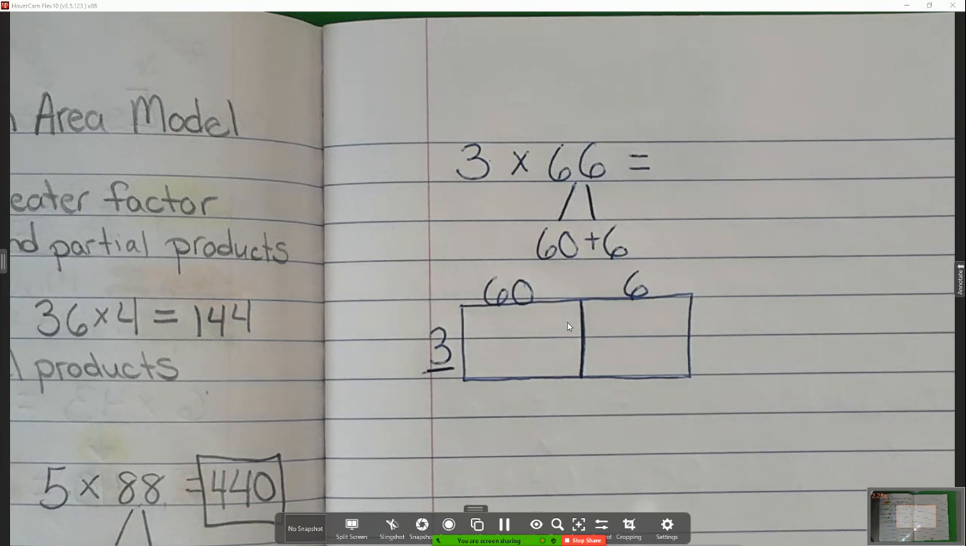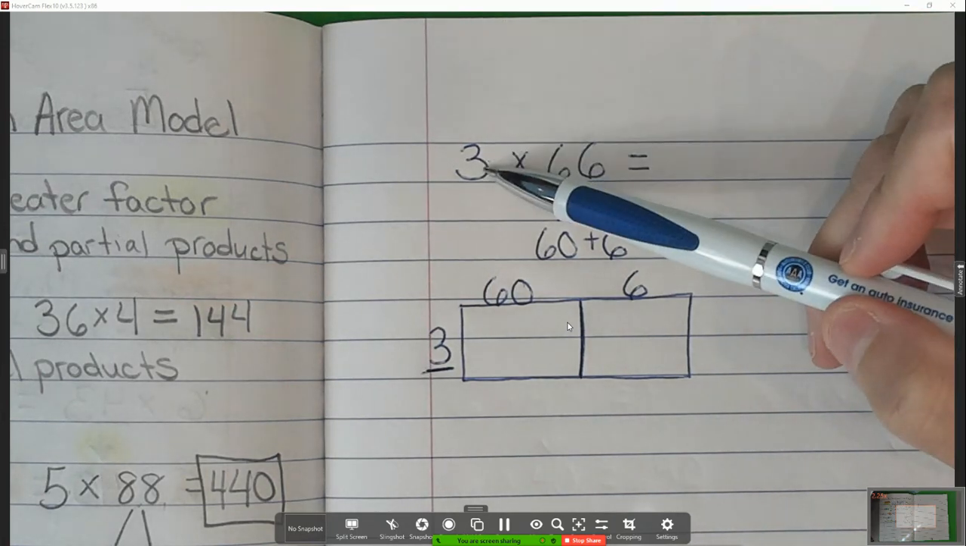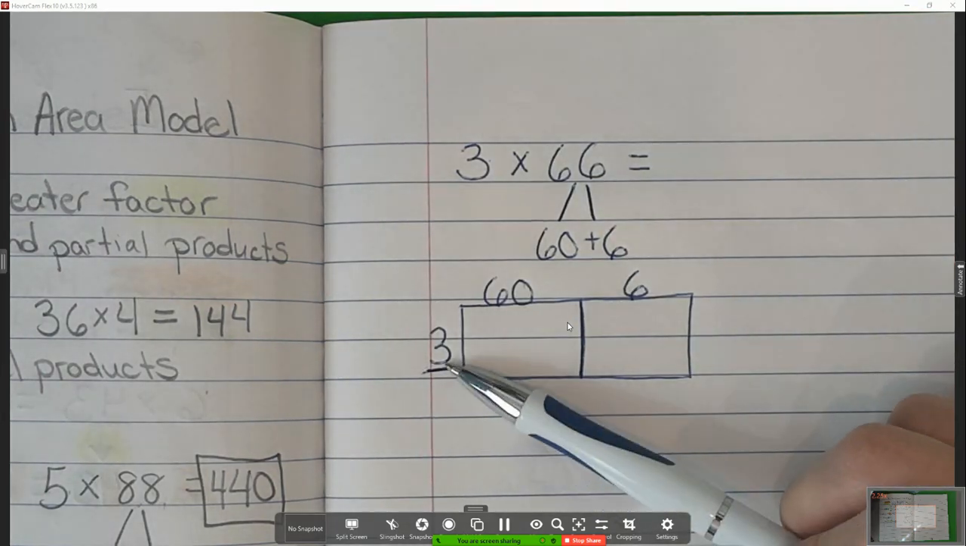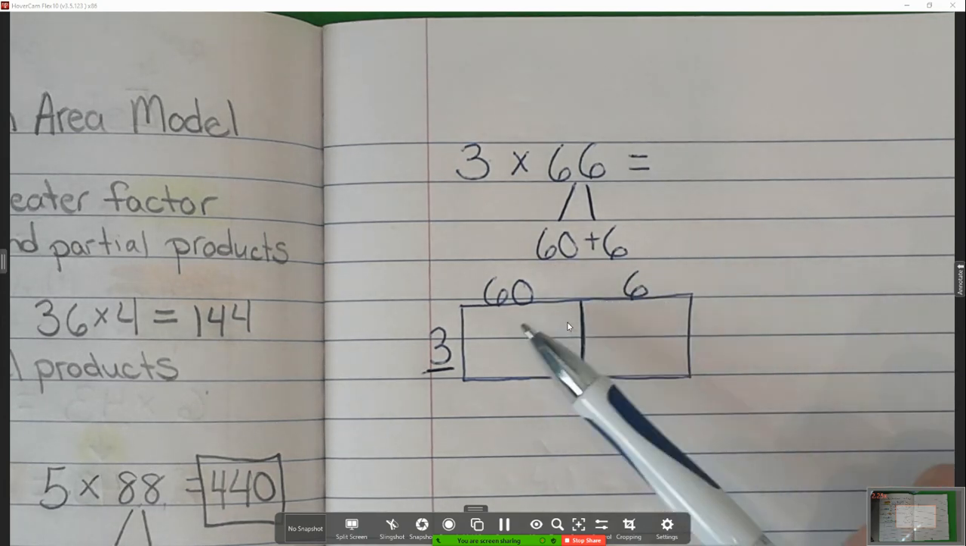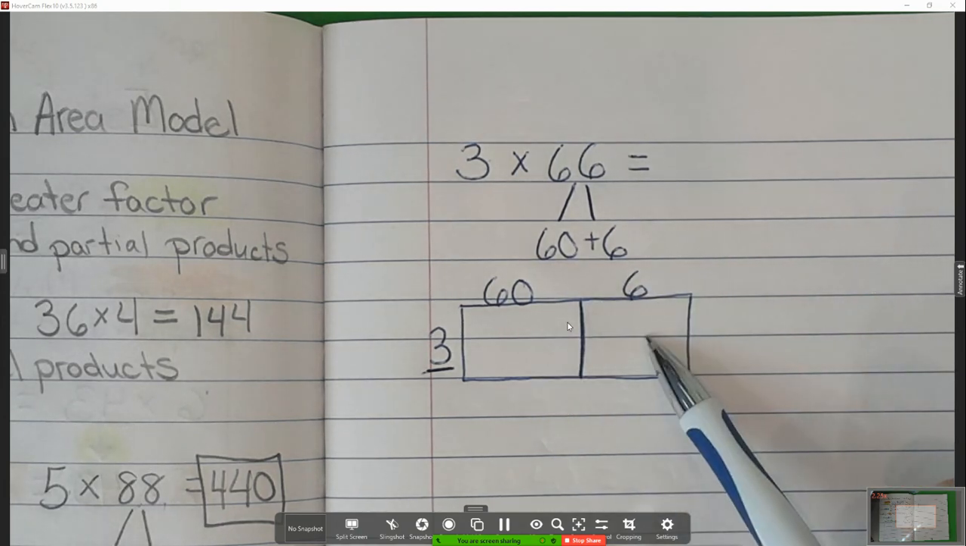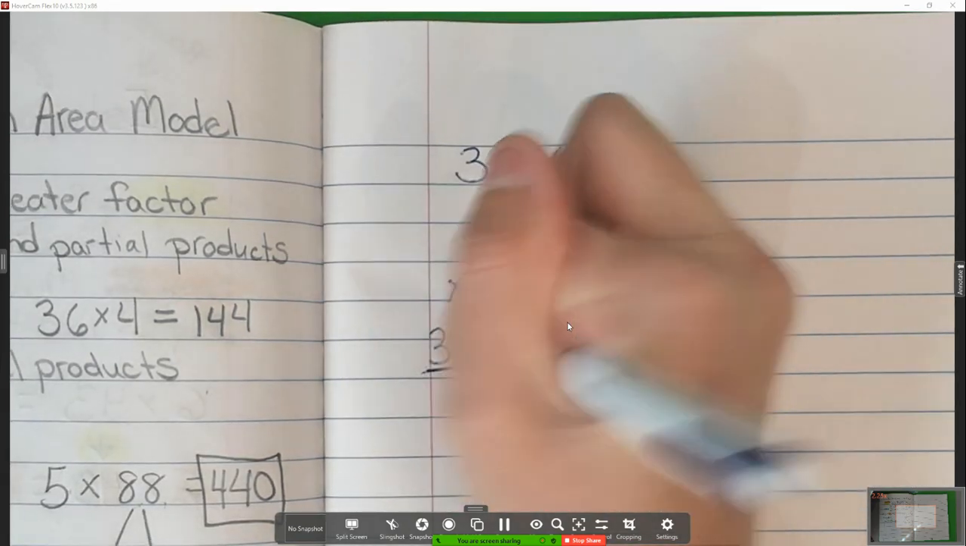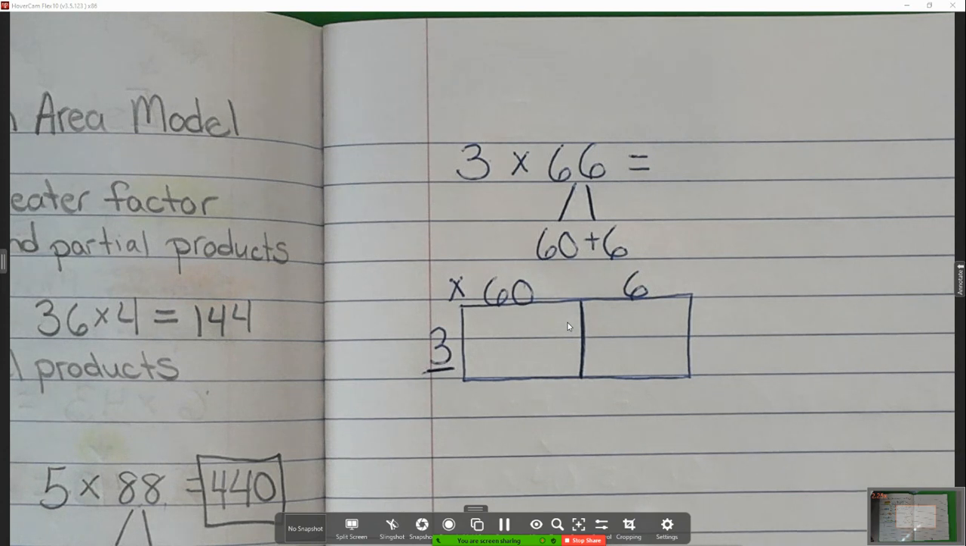So what I did was I brought down my 3, and then I took my expanded form and I put them on top of my area model. I like to put a little multiplication sign there to remind me I'm multiplying.